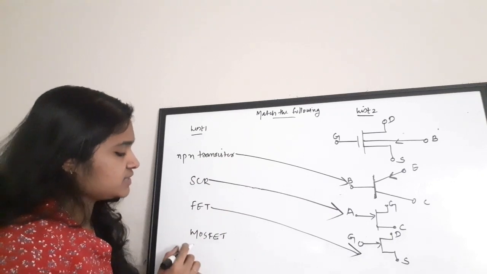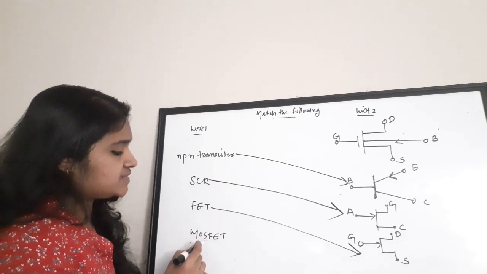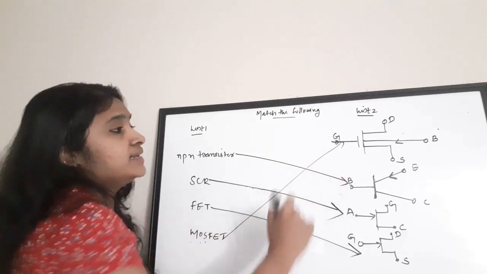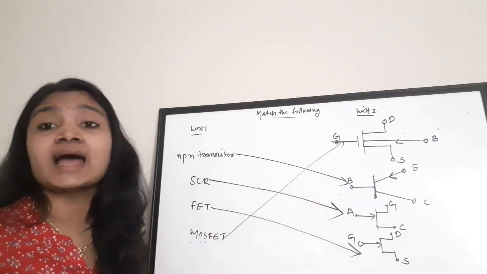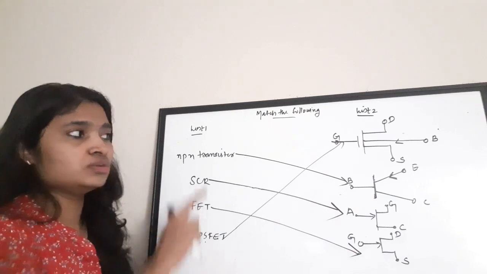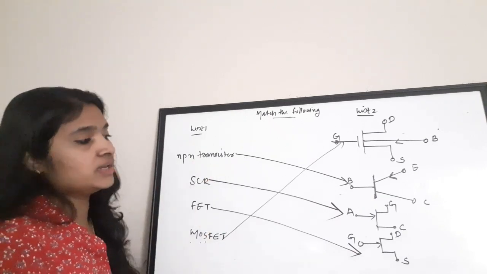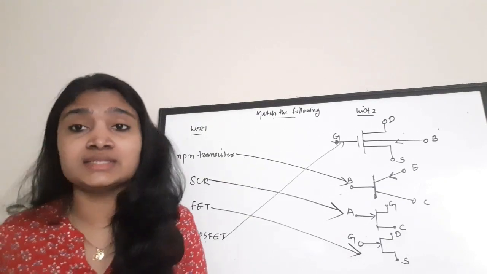So MOSFET is metal oxide semiconductor field effect transistor. So it consists of gate, drain, source and a substrate or a body. So it is B. So that is your correct answer. So this is your match. Okay, so this is how you can find out the symbols.